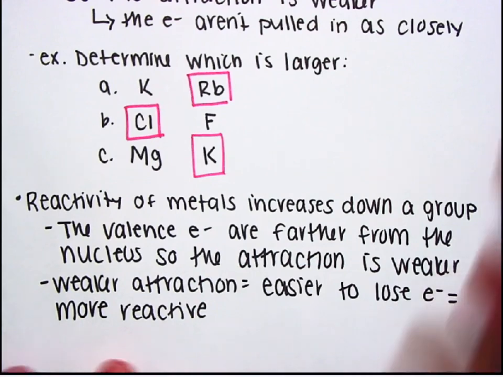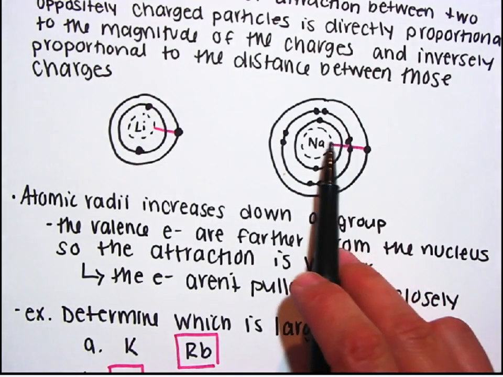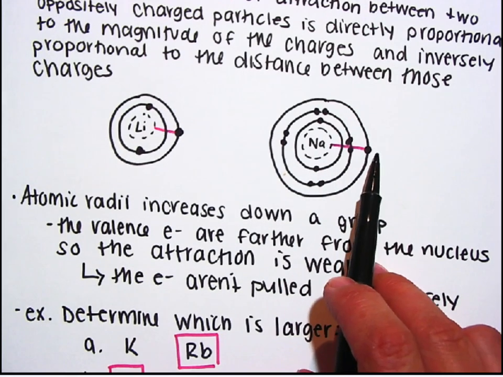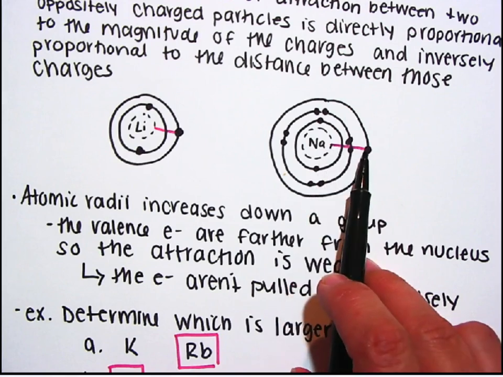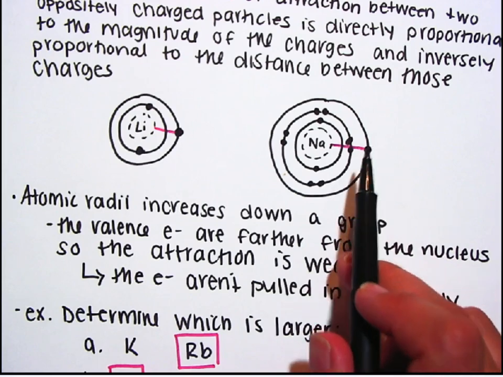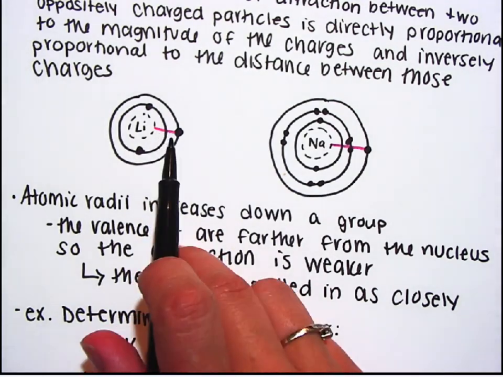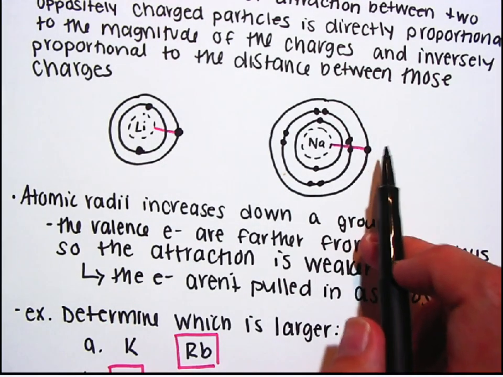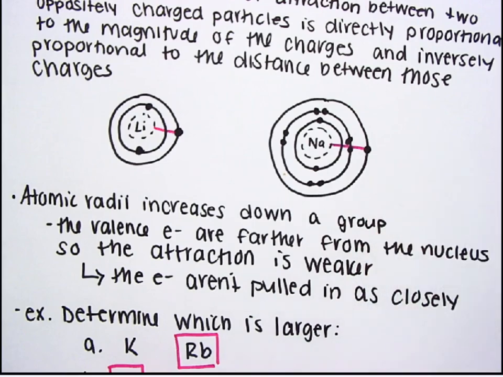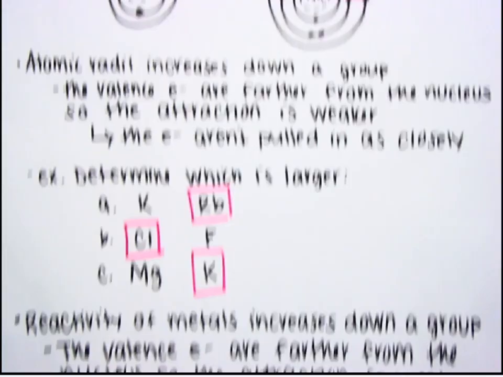So we can go back to those Bohr diagrams of lithium and sodium. Since sodium's valence electrons are in a farther energy level, as that distance increases, attraction decreases. As that force decreases, it's easier to lose electrons. Sodium would be more reactive than lithium because it's easier for sodium to lose its electron. The easier it loses its electron, the more reactive it's going to be.